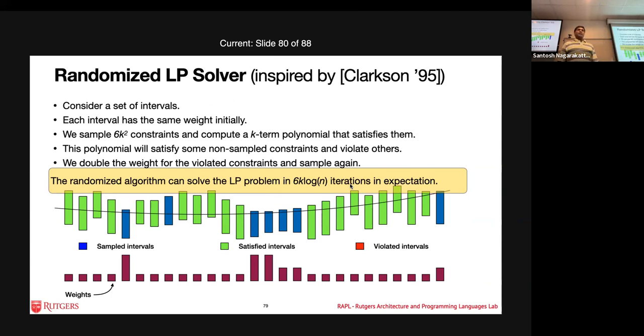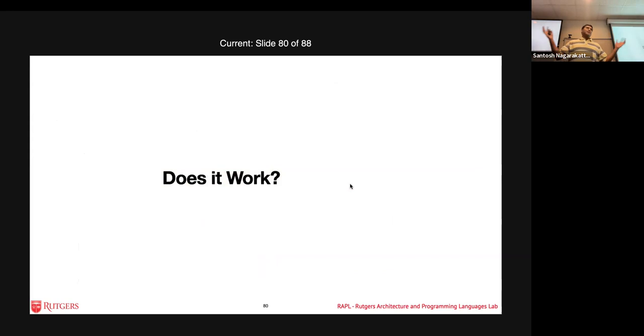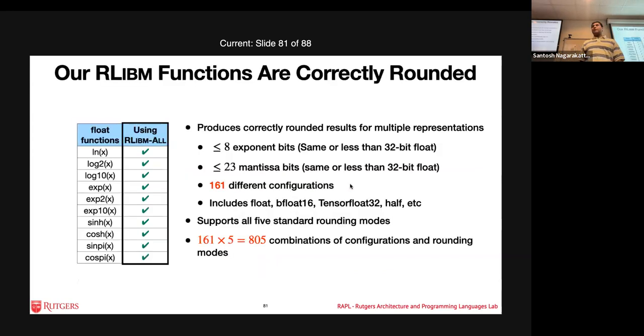Okay, so this entire story was me telling stories, right? Does it work? We built a collection of elementary functions. At the time when we wrote the paper, we had 10 functions, but today I had an amazing student, Sayuk Park, over the summer, he got another 9 functions that we are writing a paper on. A single polynomial produces correct results for 805 configurations of representations and rounding modes. It ranges from 8 bits to 32 bits, all representations that you can think of.